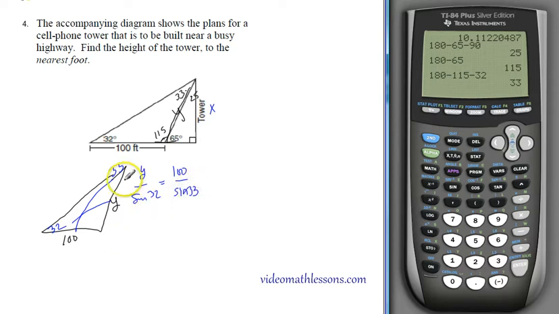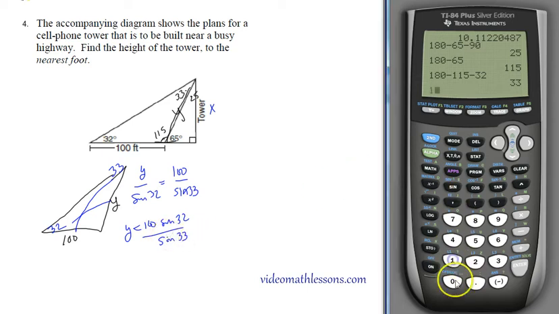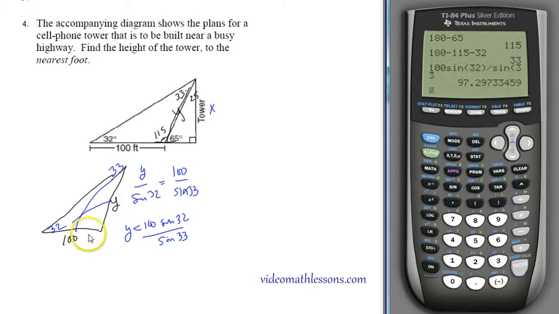Now, you're going to crisscross multiply, do whatever you've got to do. You will eventually come up to 100 sine 32 divided by sine 33 equals Y. This goes in the calculator. And we get 97 and change. Which makes sense. It's pretty close because the angles are very similar. So it's almost 100.